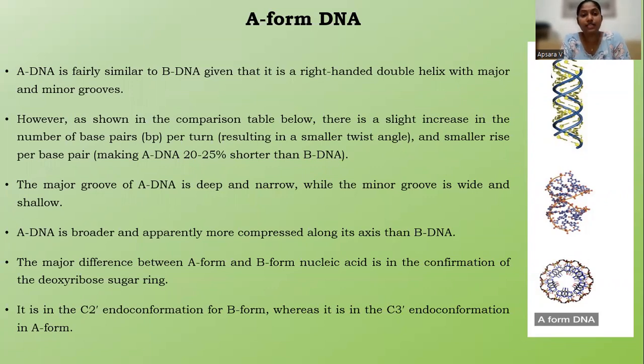The major difference between A form and B form nucleic acid is in the conformation of the deoxyribose sugar ring. It is in the C2 endo conformation for B form, whereas it is in the C3 endo conformation in A form.